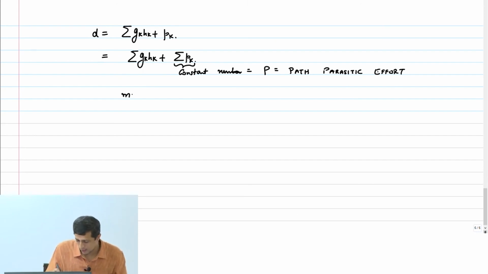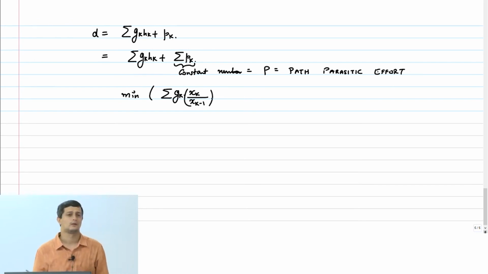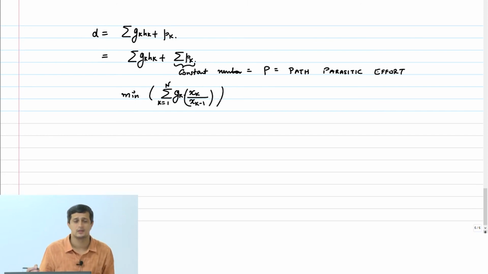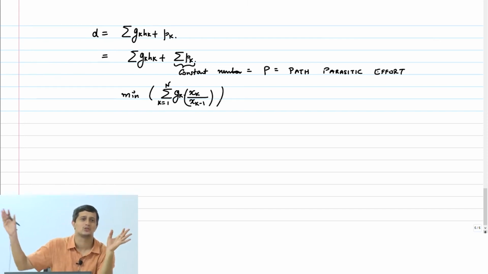Now what do I want to do? I want to minimize this objective function, summation Gk into Xk by Xk minus 1, k going from 1 to however many gates there are in the circuit. I want to minimize this delay and my variables are the Xk's. Okay, X0 is known, Xn is known.